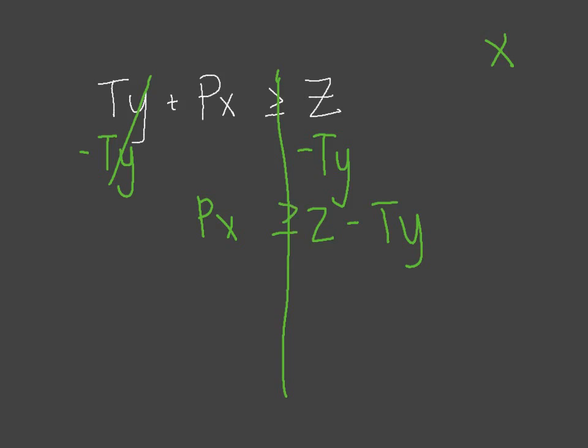My sign will stay the same because I did not multiply or divide by a negative. Again, I still want x by itself, and right now I have a p that's being multiplied by it. The opposite of times is divide. My p's will cancel, and I'm left with x, z minus ty divided by p. I did divide, but I did not divide by a negative p on both sides, so my sign stays the same.